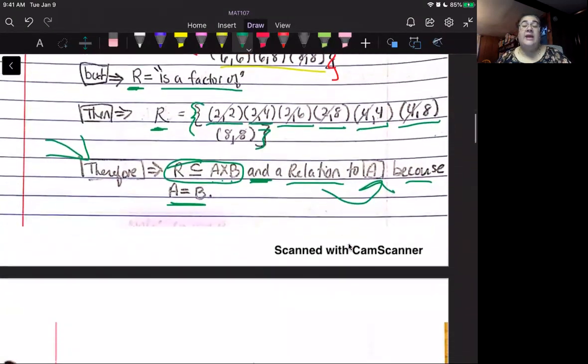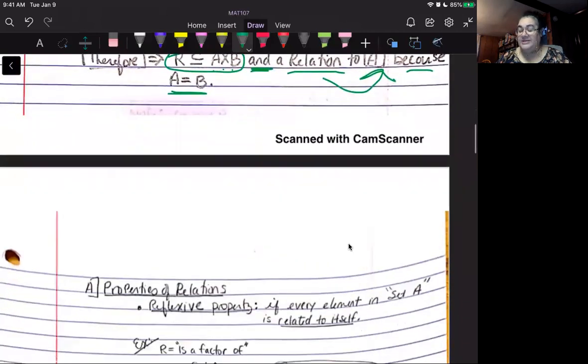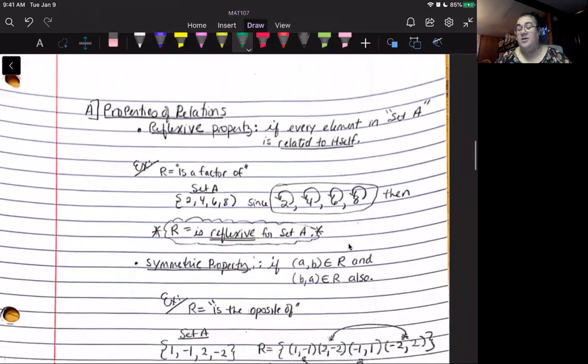So that is how we create a relation in set theory. Now, there are some properties that relations have, and that's what we're going to talk about now. So let's talk about some properties that the relation has.